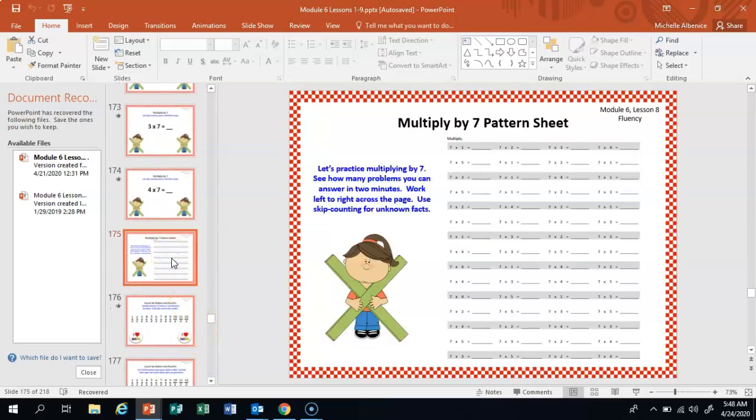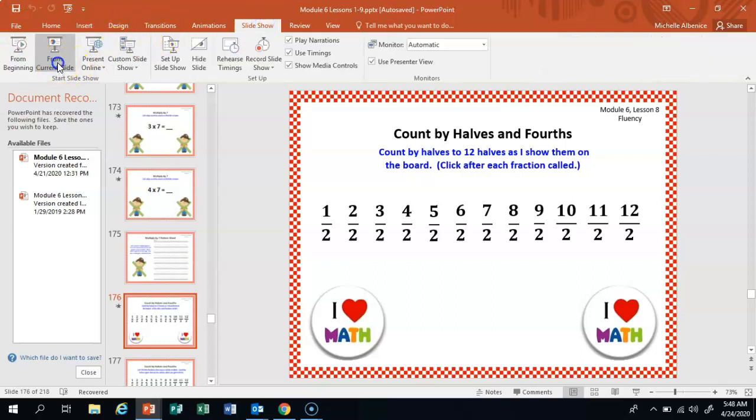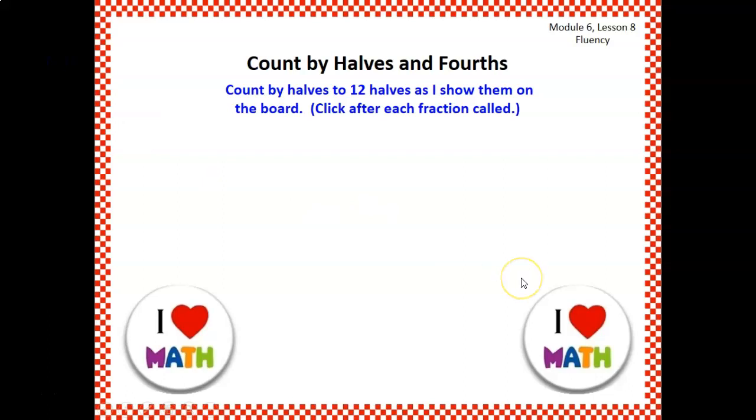Oh, look what we have. Be sure you do your pattern sheet. And I'm going to switch this to here. Okay, so before we get started, I want to count by halves and fourths. Let's count by halves to 12 halves. And as I show them on the board, say it out loud, okay?